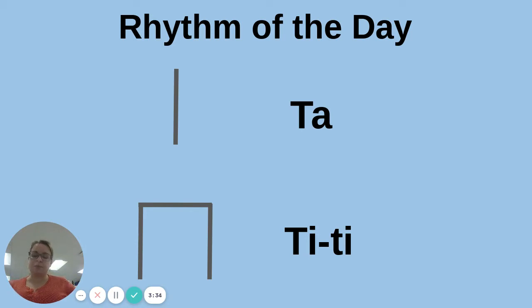So rhythms are patterns in music. Rhythms are patterns in music. And we can make different patterns by using different combinations of different kinds of notes. So there's two kinds that we're going to start talking about today. And there's different ways of naming these different kinds of notes.